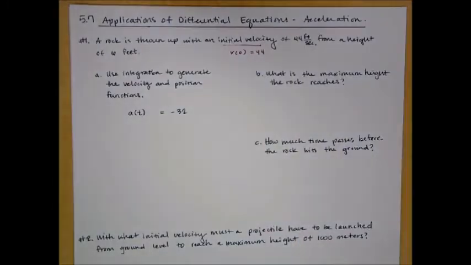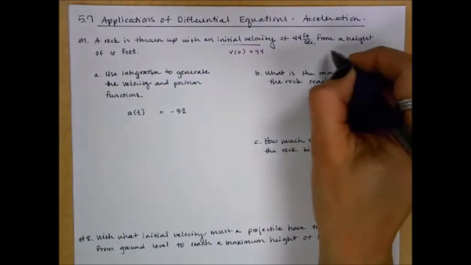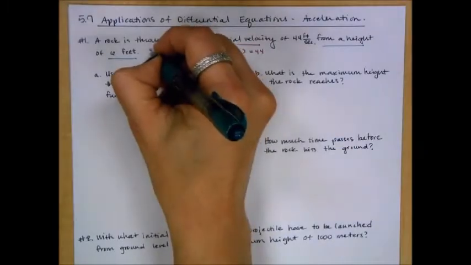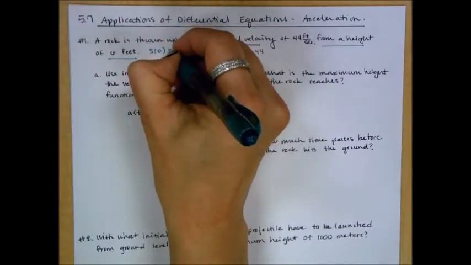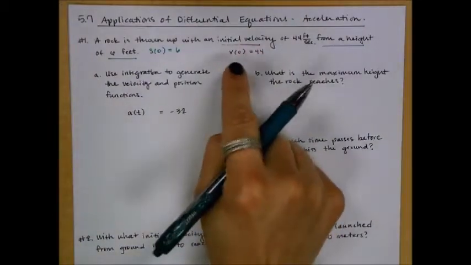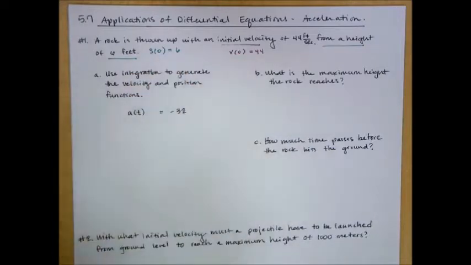You're also told that it's thrown from a height of 6 feet. So this is your starting position. So at time 0, the position S is 6. So at time 0, the velocity is 44. At time 0, the position is 6.